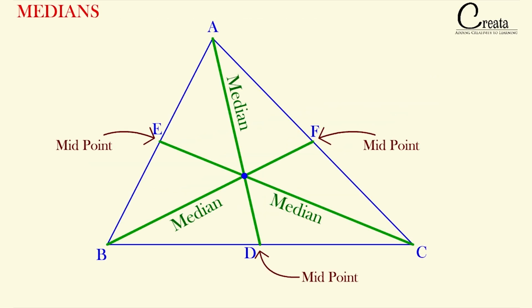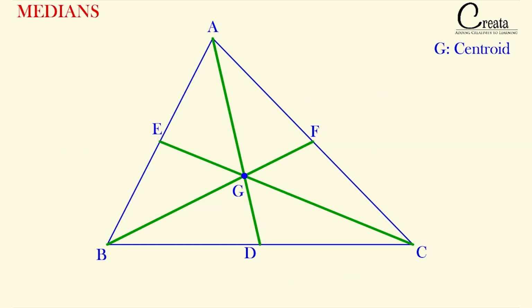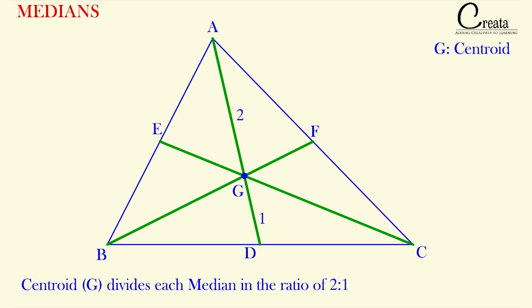Moving further, the common intersection point is called the centroid. This centroid is also the center of gravity of the figure. The ratio of these two parts of the median will be 2:1. This is also a special feature of the median, that is, the centroid divides the median in the ratio of 2:1.